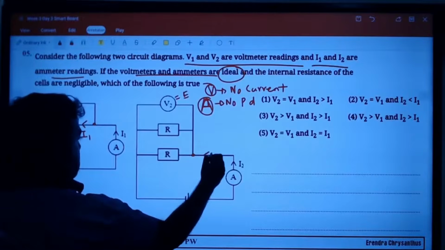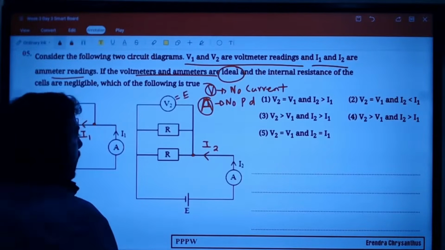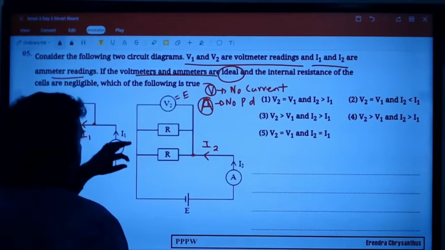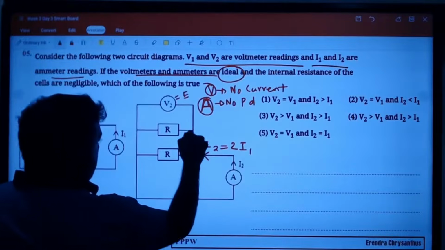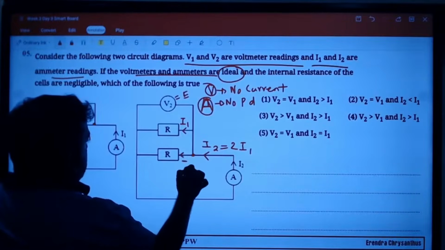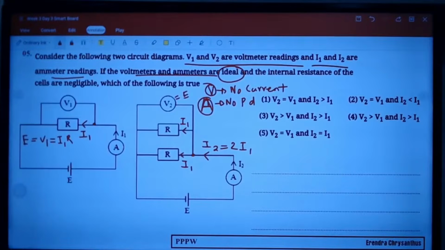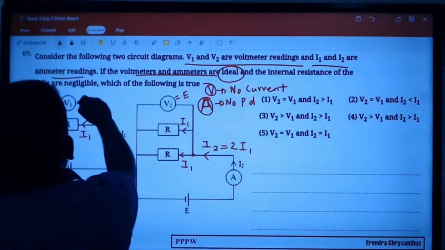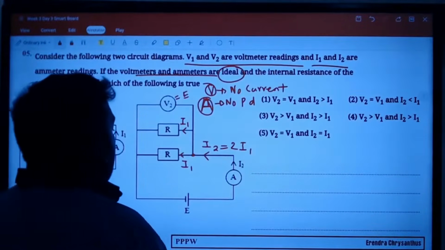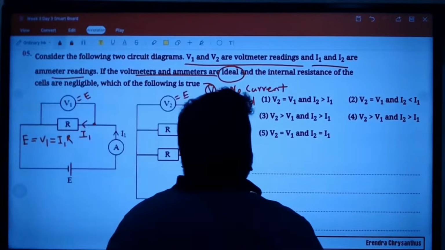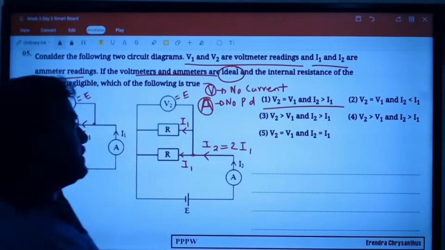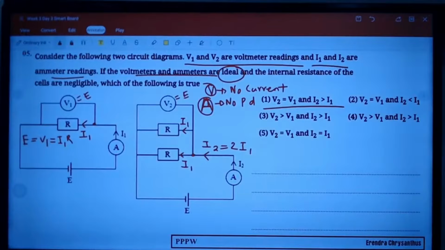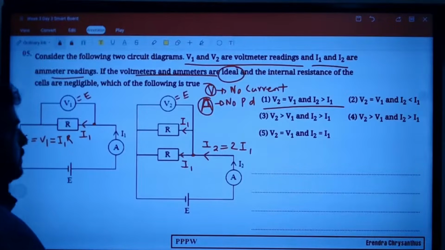Equal resistors, this current will divide. If you compare with I1 current, resistance is half, so current will double. This is 2I1, across this I1, across this I1. What can you say about V1 and V2? Both will be the same, E. What can you say about I1 and I2? I2 is larger than I1. So V1 is equal to V2, I2 is larger than I1. The correct answer is answer number 1.